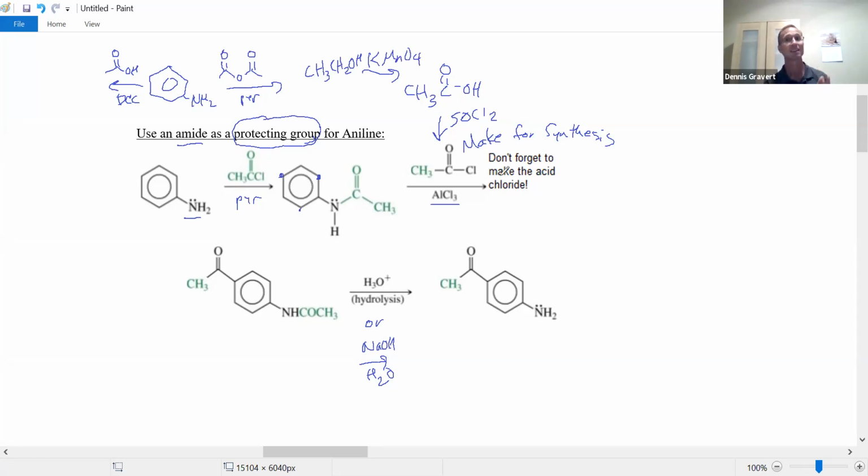So don't forget to make your reagents for synthesis problems. But if you use a protecting group, realize protecting groups are designed so that there are some atoms that go on the molecule to protect something, and then those atoms will come off later. And in that case, you don't have to make it in your synthesis. Save yourself some time.